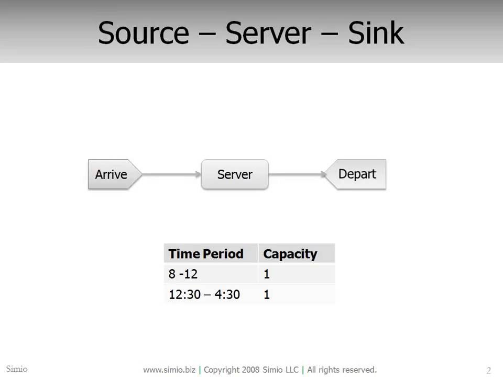So to illustrate this, we're going to use this simple example where we have customers arrive to a server, then depart the system. And we're going to have the server follow a 5-day Monday through Friday schedule where it's on working from 8 to 12, then off duty from 12 to 12:30, back on duty from 12:30 to 4:30. So let's build this simple model in Simio and have our server follow that schedule.